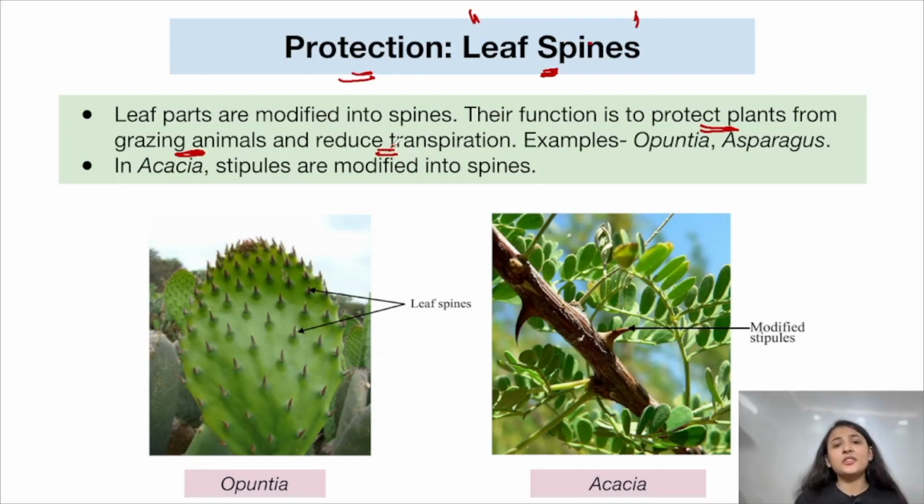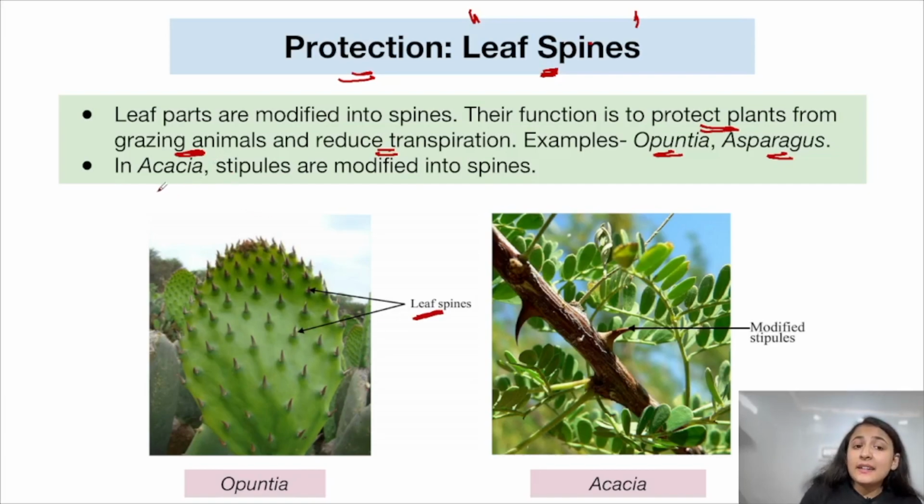So in arid regions, or in plants growing in desert kinds of areas, the plant needs to conserve water. So the leaves get reduced to spines, so that not much water is lost via the process of transpiration. Examples of leaf spines are present in Opuntia. See, this is the Opuntia plant. Here the leaves have reduced themselves into these pointy structures which are known as leaf spines.